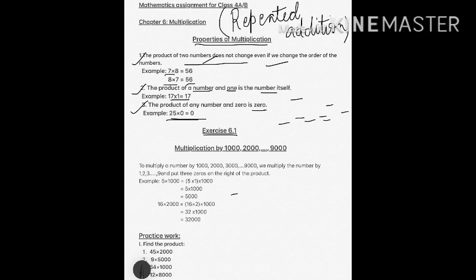Now 6.1 deals with multiplication by 1000, 2000 and 9000, meaning numbers having 3 zeros in the end. How to multiply it? When we multiply with this 4-digit number, it becomes a long process. How to do it in a very short and easy way? So what we will do is first multiply a number by 1000. For example, take this case, 5 multiplied by 1000.